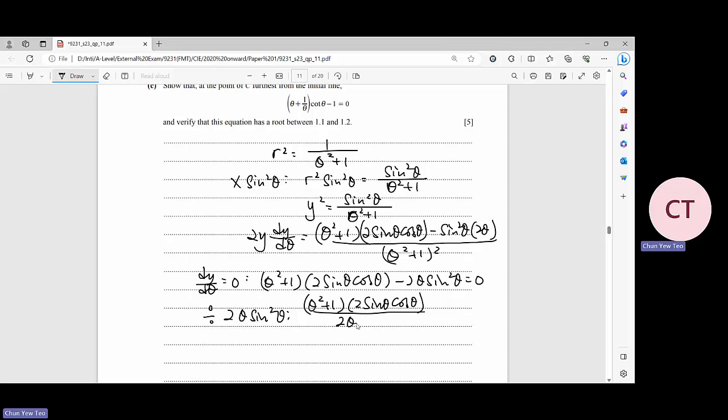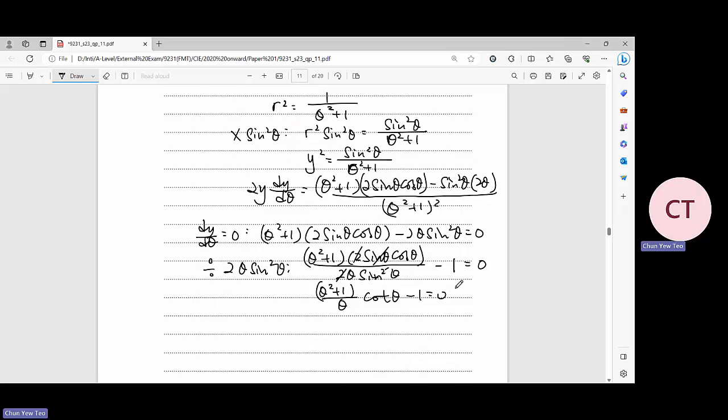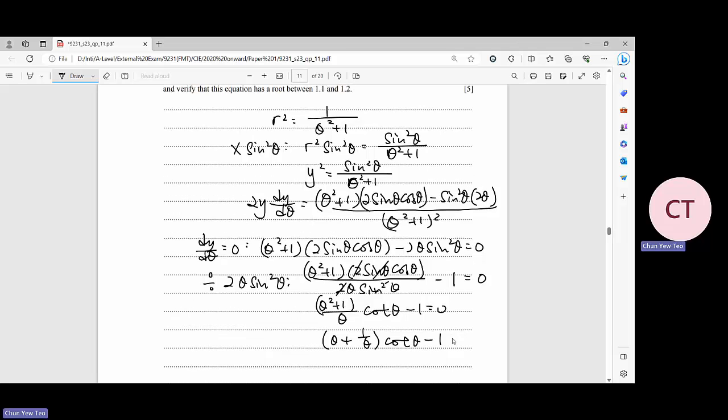Divided by 2 theta sine square theta. So I divide the whole thing here, I get a 1. Then the 2 and the 2 can cancel, the sine and the sine can cancel, the cos over the sine. At the end, you will get theta square plus 1 over theta, and then cotangent theta minus 1 equal to 0. Bring the theta inside here, therefore you get theta plus 1 over theta, cotangent theta minus 1 equal to 0.